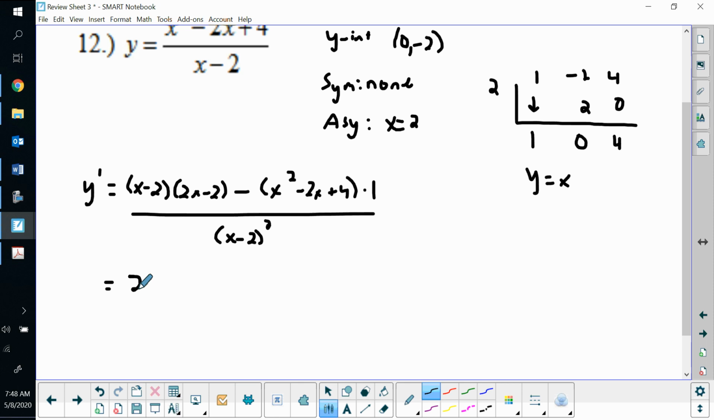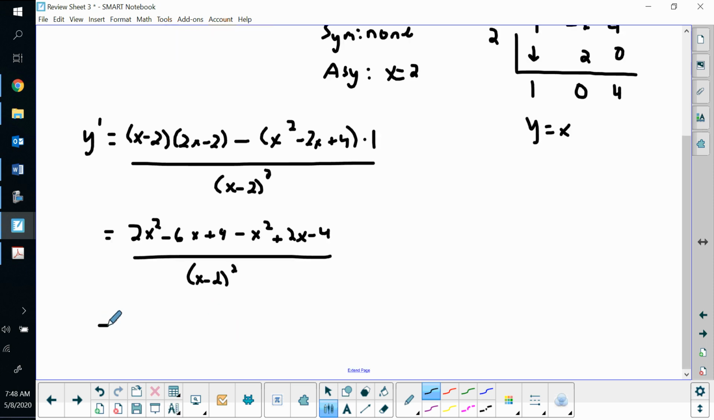If we multiply the first part out there, we'll get a 2x squared. We'll end up with a minus 6x plus 4. We've got to distribute a negative, and then the 1 doesn't really do anything. So we have minus x squared plus 2x minus 4, all over our x minus 2 squared. When we combine like terms, we'll have a positive x squared, a minus 4x, and the 4's wipe out, all over x minus 2 squared.